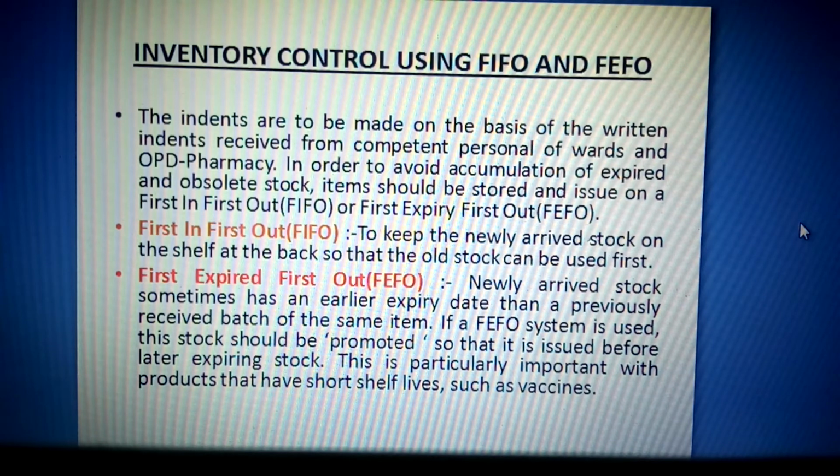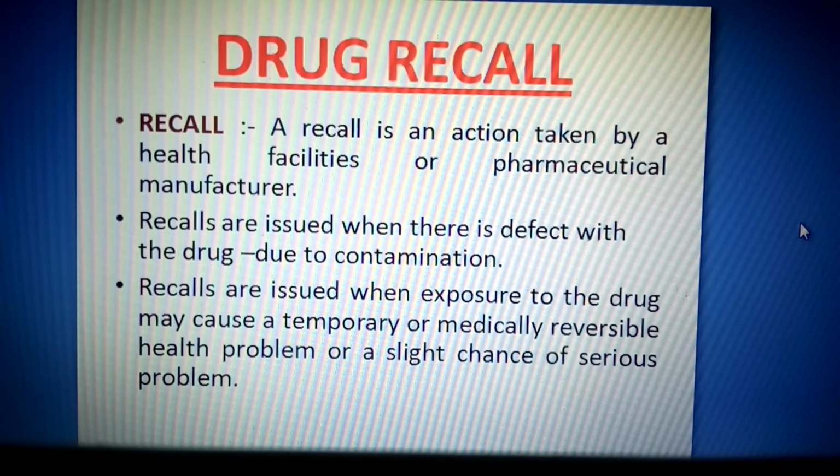To keep the newly arrived stock on the shelf at the back so that the old stock can be used first. FEFO is first expired, first out. Newly arrived stock sometimes has an earlier expiry date than a previously received batch of the same item. If a FEFO system is used, this stock should be promoted so that it is issued before later expiring stock. This is particularly important with products that have a short shelf life, such as vaccines.